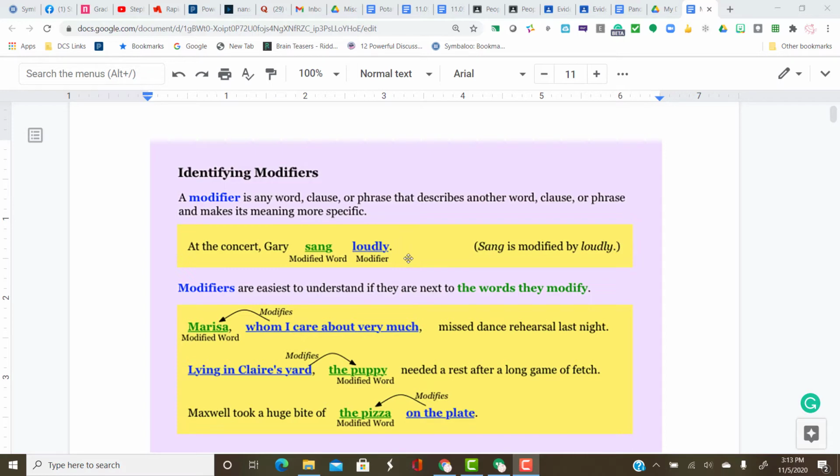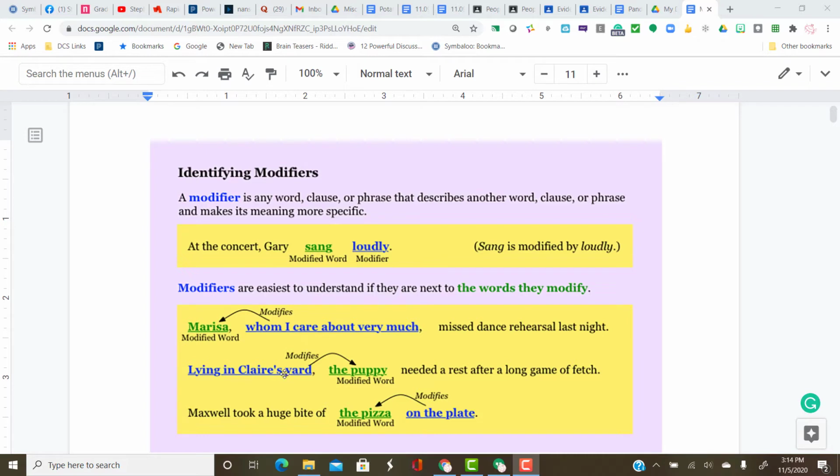Recall, adverbs answer the questions when, where, how, or why. All right, for a phrase, we can use this one here. Lying in Claire's yard, the puppy needed a rest after a long game of fetch. Lying in Claire's yard is a participial phrase because lying is a participle, which is a word that looks like a verb but acts like an adjective or adverb. And this whole thing is a participial phrase describing puppy. So it's acting as an adjective, which answers the questions which one, what kind of, or how much or many. This tells which puppy, the puppy lying in Claire's yard.